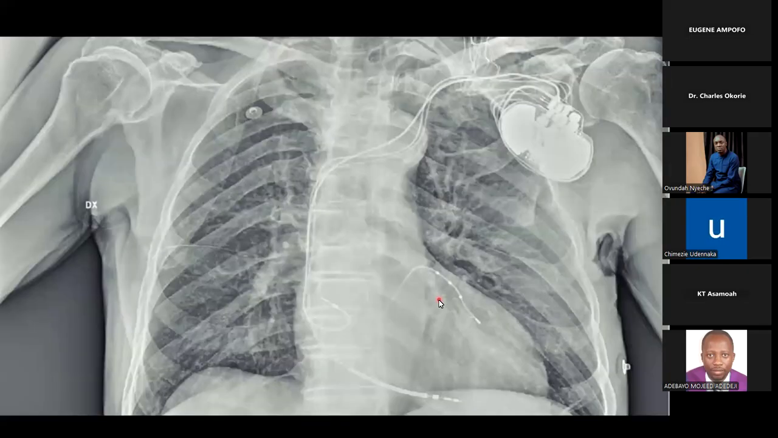So this X-ray shows a CRT. Here we see the coil here, so that means this is a CRT-D. So this is the RV lead. This is a coronary sinus lead moving towards the left ventricular side, and then the right atrial lead that's going into the right atrial appendage. And then here we have the pulse generator, or the CAN.